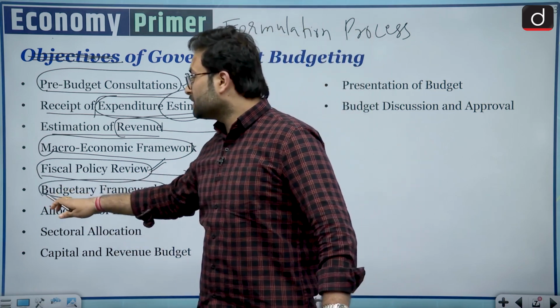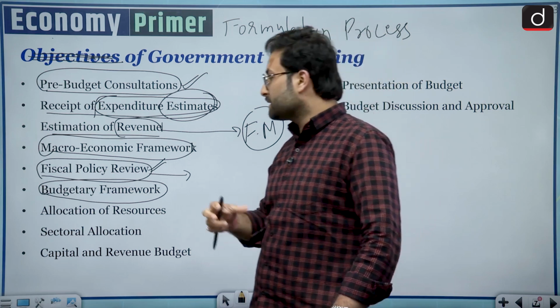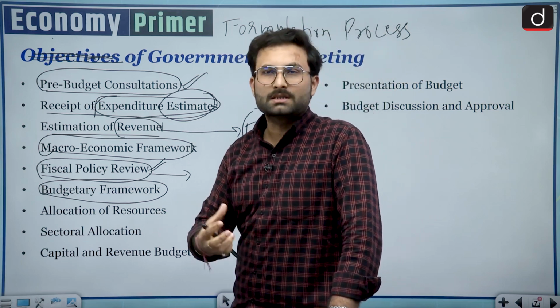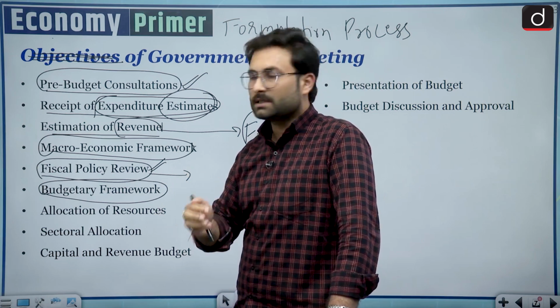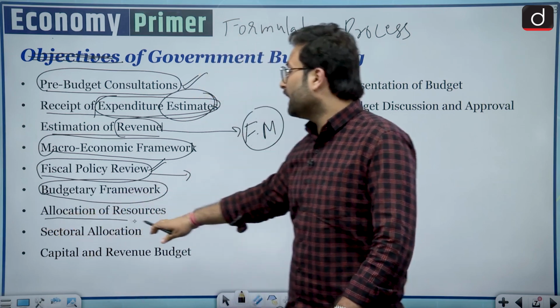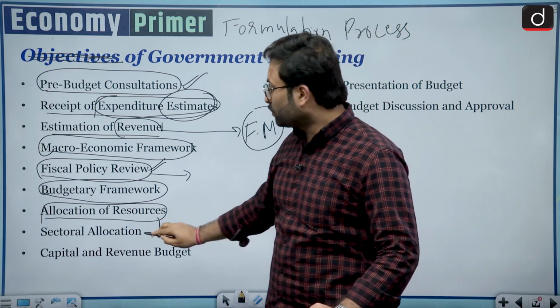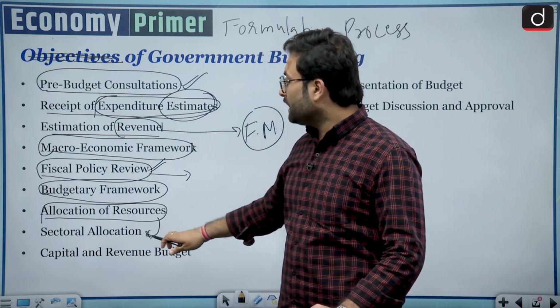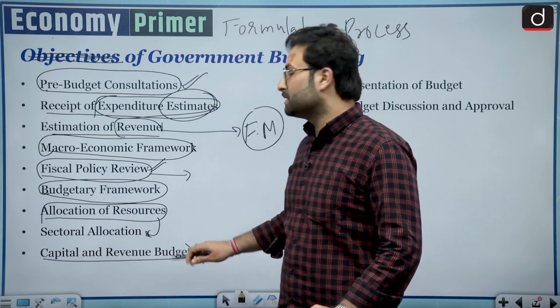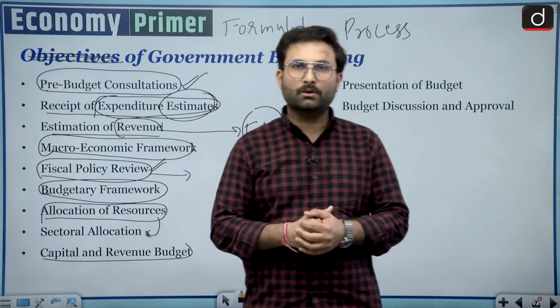Then budgetary framework. When we are talking about budgetary frameworks, that is nothing but some part of allocations, some priority, how to decide the priorities, and then ultimately we go for the allocation of the resources. This allocation can be sectoral. And then there is the capital and revenue budget. These are components of budget. We will be discussing all those things.